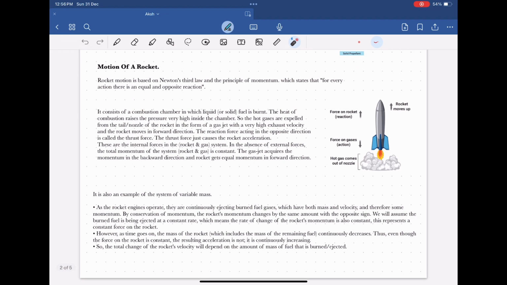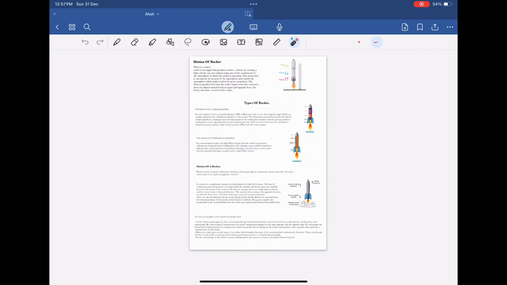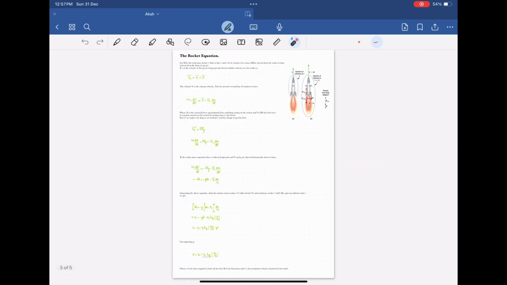Now it is also an example of a system of variable mass. As time goes on, the mass of the rocket, which includes the mass of the remaining fuel, continuously decreases. Thus, even though the force of the rocket is constant, the resulting acceleration goes on increasing. Now moving on to the rocket equation.